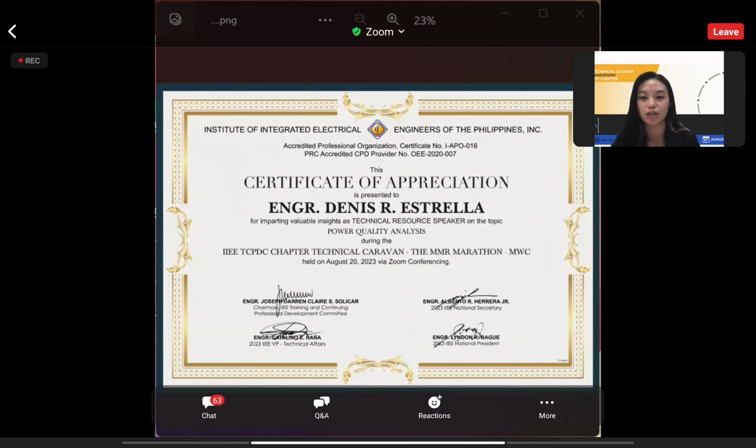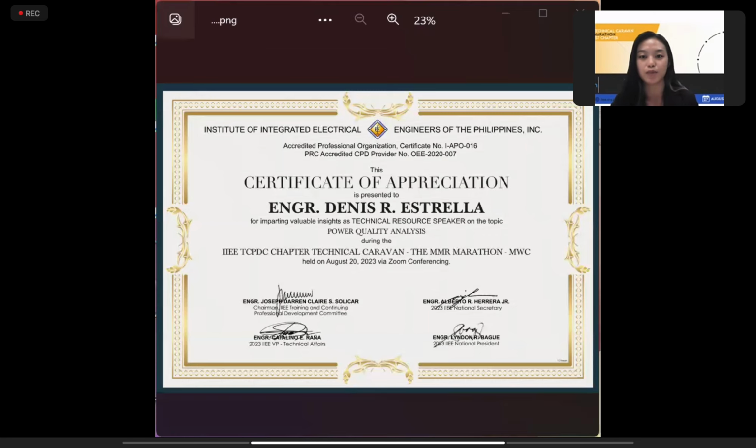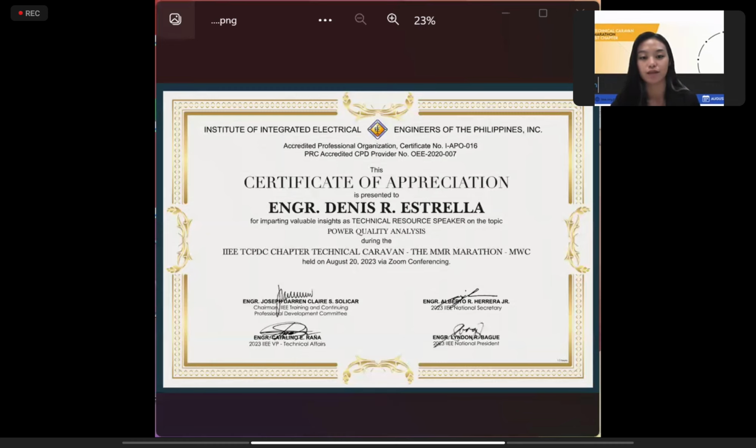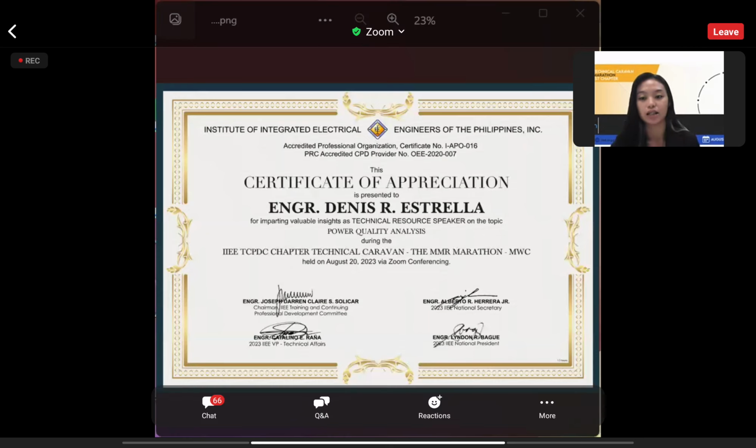This certificate of appreciation is presented to Engineer Dennis R. Estrella for imparting valuable insights as technical resources speaker on the topic Power Quality Analysis during the IIETC Chapter Technical Caravan, the MMR Marathon of MWC, held on August 20, 2023 via Zoom conferencing. Signed by Engineer Joseph Darren Claire SLR, Engineer Alberto R. Herrera Jr., Engineer Catalino E. Rania, and Engineer Lyndon R. Bague.